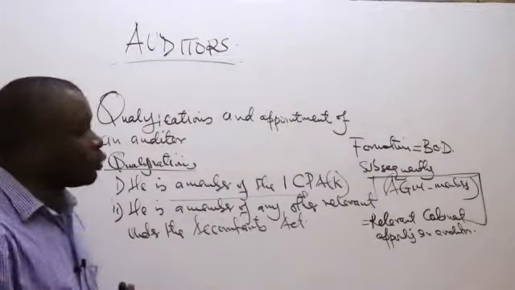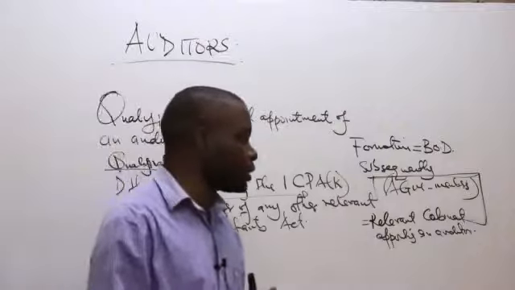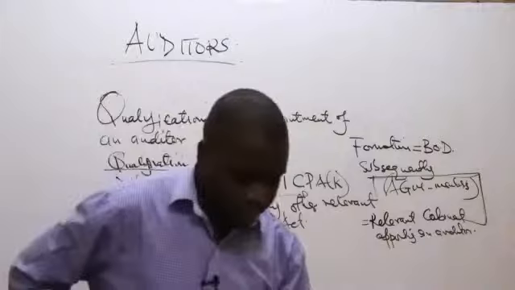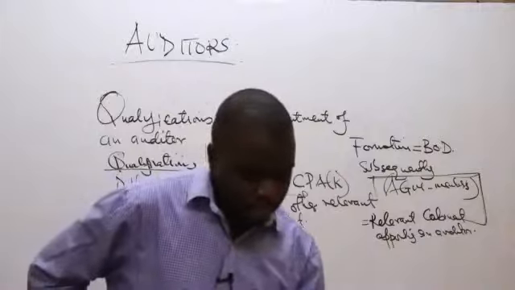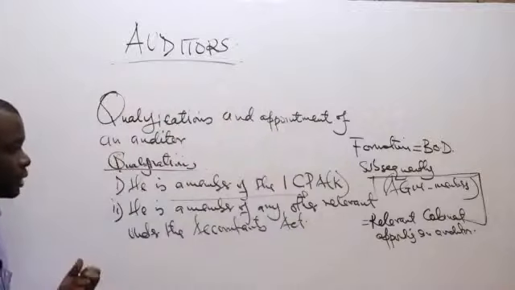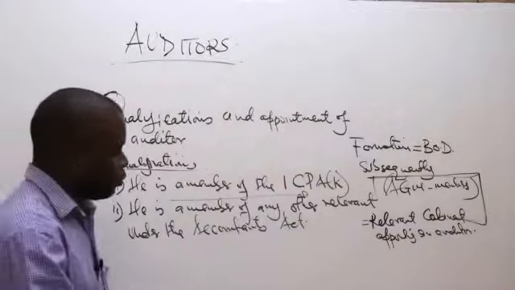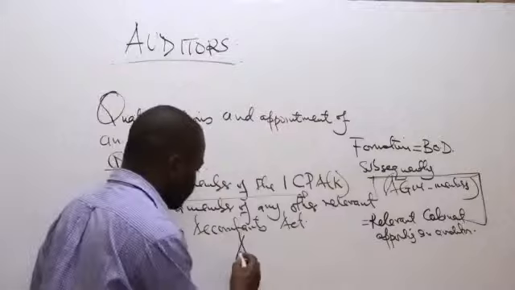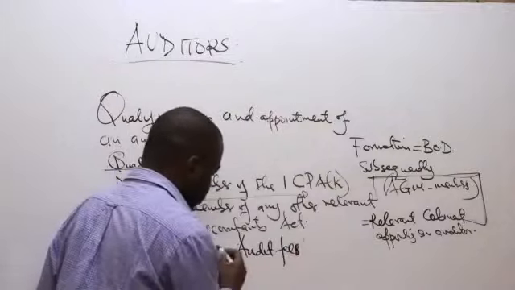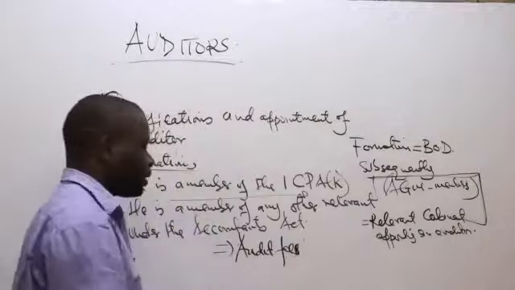So this remuneration could come in different forms. They could decide they're going to pay him like a salary, or maybe they could decide they're going to pay him a certain amount. So the remuneration of this particular auditor will come in different ways. For example, they could decide they pay what is known as audit fees. So it could come in terms of the audit fees.